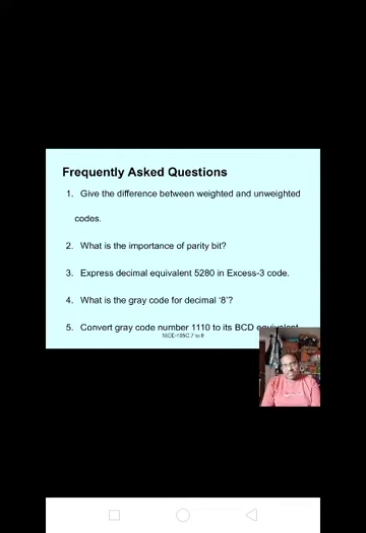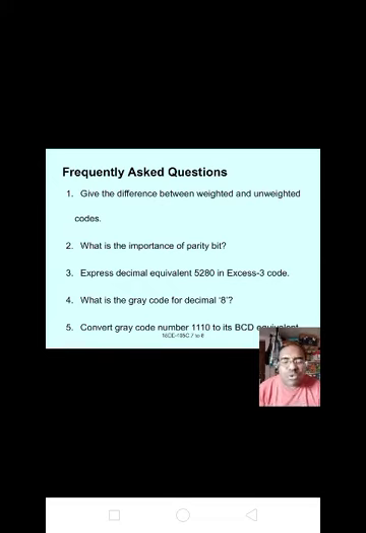Next, frequently asked question: give the differences between weighted and unweighted codes. Weighted code means each bit has a weight in its form, and unweighted code means each bit has no specified weight. Examples of weighted code are 8421 code or BCD code, octal and hexadecimal. Unweighted codes have examples XS3 code and gray code.